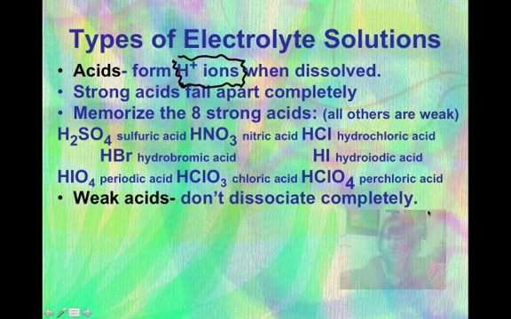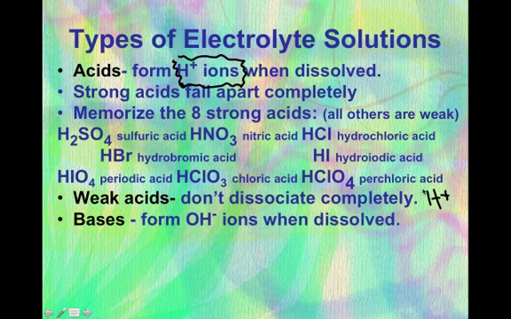Weak acids are those that do not dissociate completely. So they will make some hydrogen ions, but they'll also exist in molecular form in the water solution. So you'll get only a fraction of the molecules breaking apart. Bases are those compounds that form hydroxide ions when they dissolve in water. So a base and an acid combine to make water. That's why these reactions are very important to us.